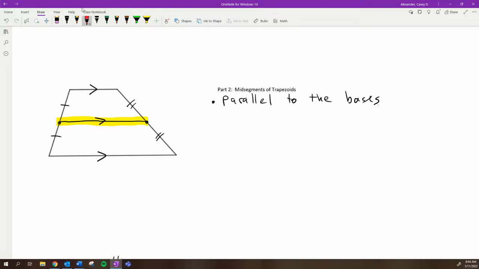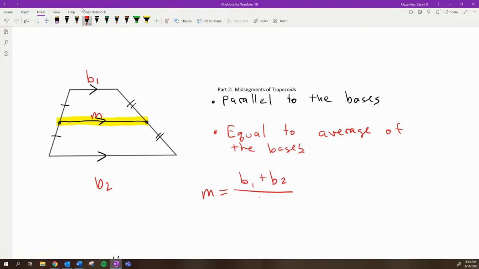But the other thing that is a little bit harder to figure out, and we would have done this as an investigation in class, but I'll just tell you. The midsegment is also equal to the average of the bases. And so if I call this midsegment M, and this base 1 and this base 2, then I could say that the length of the midsegment is equal to base 1 plus base 2 divided by 2, because that's how I find the average of two numbers. I add them together and divide by 2.